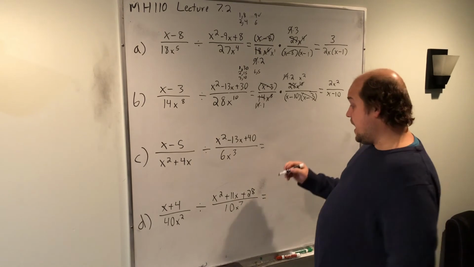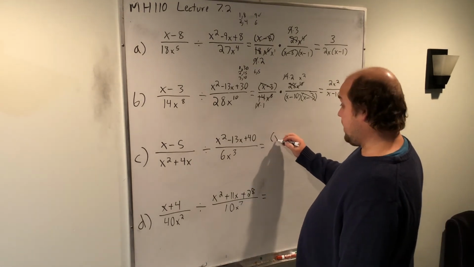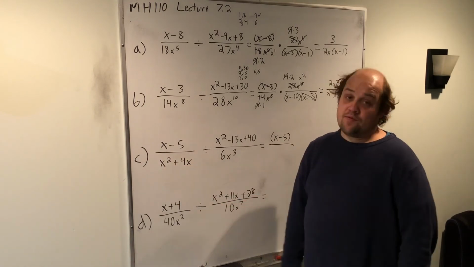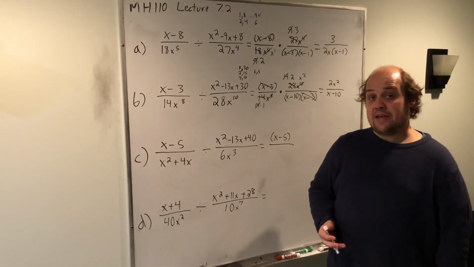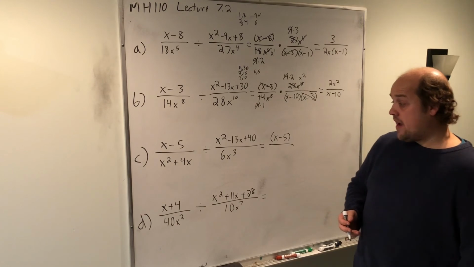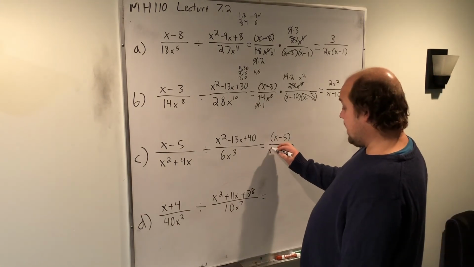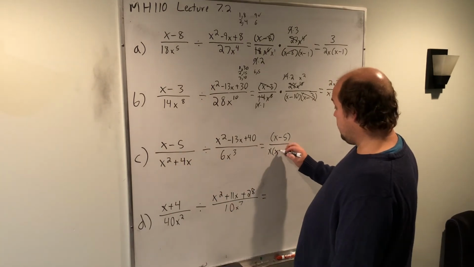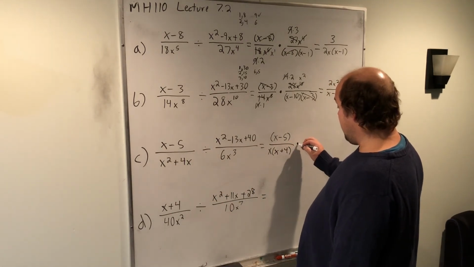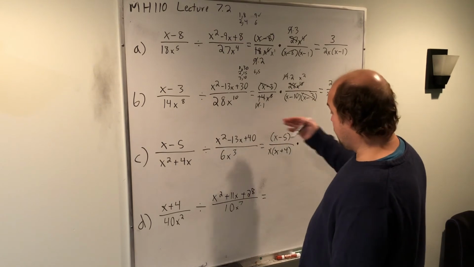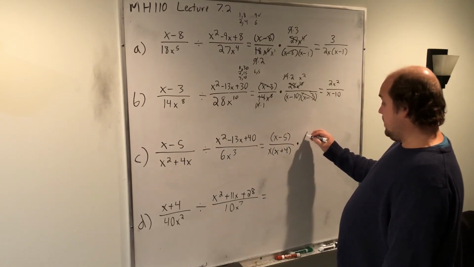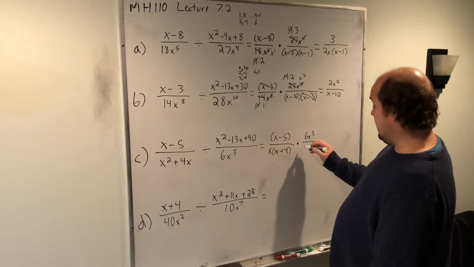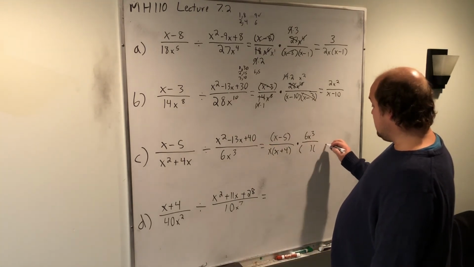For part C, again, I'm going to rewrite on top x minus 5. As I write the bottom here, x squared plus 4x, I see that I can factor it by taking out the greatest common factor of x. If I take out that x, it leaves behind x plus 4. I then write my multiplication symbol. I take what was on bottom to the top, 6x to the third, and on bottom I'm going to factor this. So I have two parentheses.